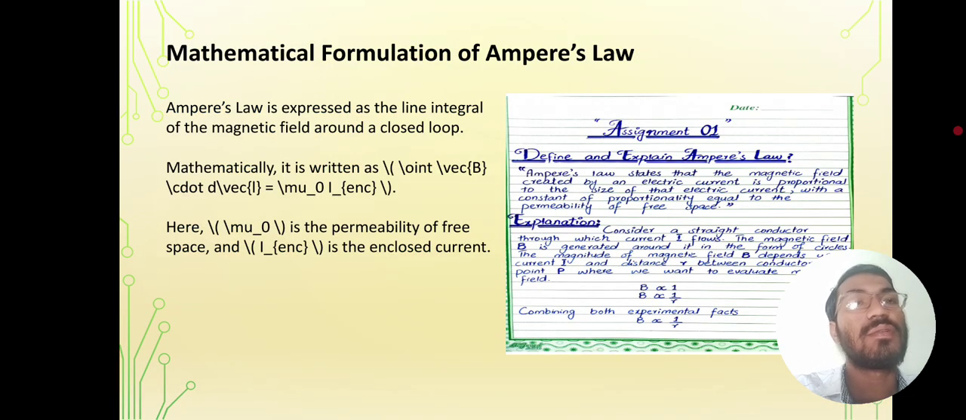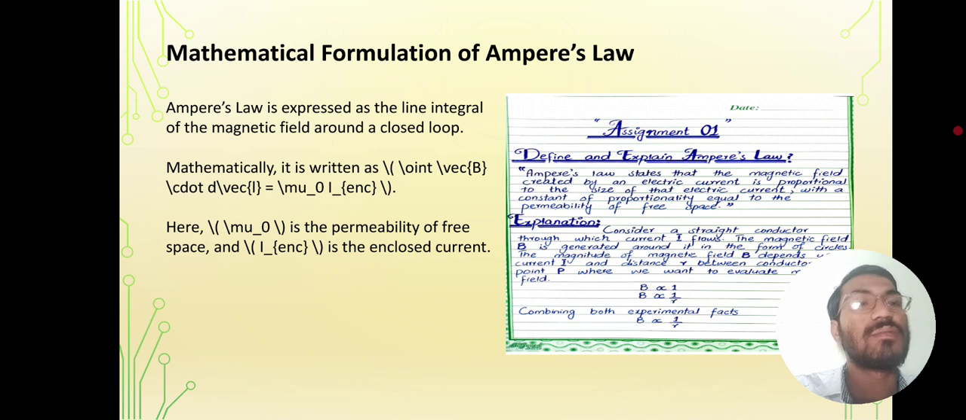Mathematical formulation of Ampere's law. Ampere's law is expressed in integral form as the line integral of the magnetic field around a closed loop. Mathematically, it is written as the closed line integral of vector B dot dl is equal to mu naught times I enclosed. Ampere's law states that the magnetic field created by an electric current is proportional to the size of the electric current, with a constant of proportionality equal to the permeability of free space.